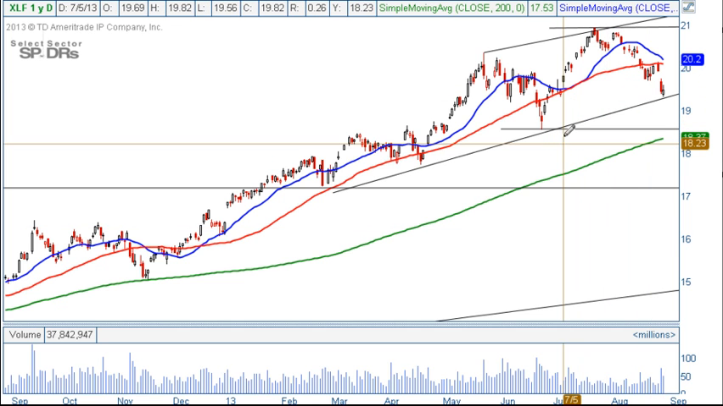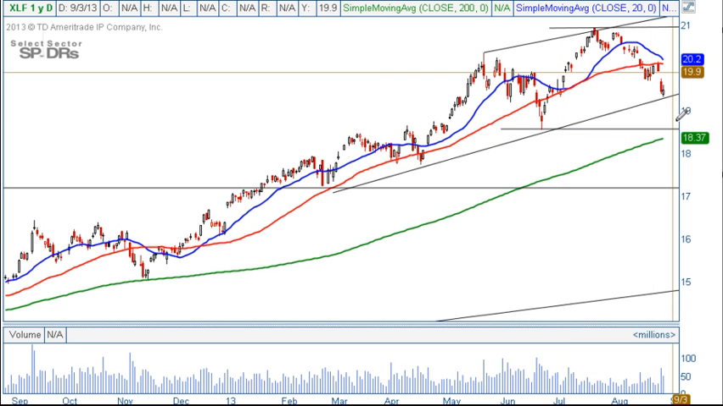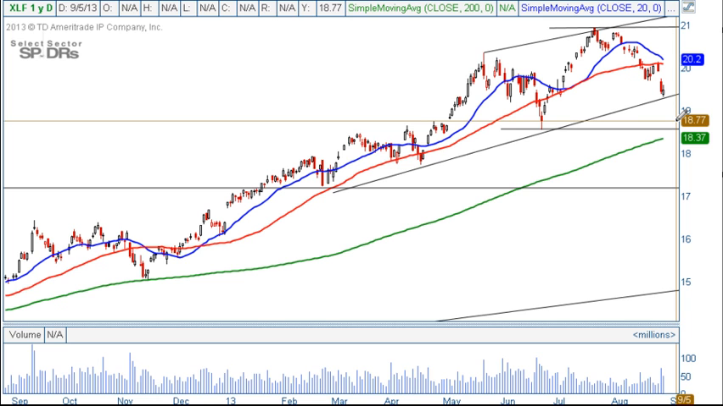I think you could see a nice bounce in the financials here. We could see a big bounce, and then we could get a reversal that takes out those key levels. So keep an eye definitely on the financials, the transports, and the VIX. I think they're all going to be tells.